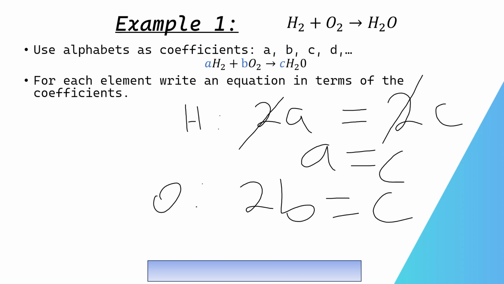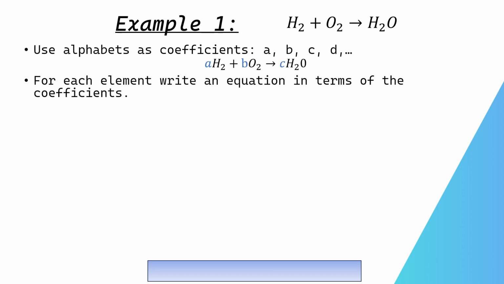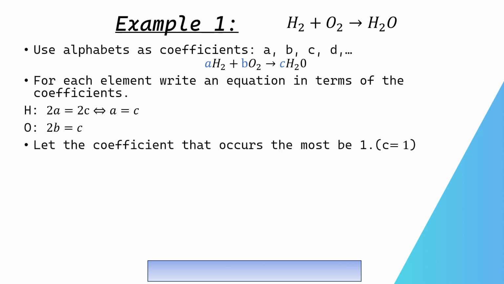What do we do next? Yes, so this is it. Let the coefficient that occurs the most be 1. So here C occurs the most. You can see it here and you can see it here. So 2 times it occurs the most. We let that one be 1. Now you solve for the coefficients.